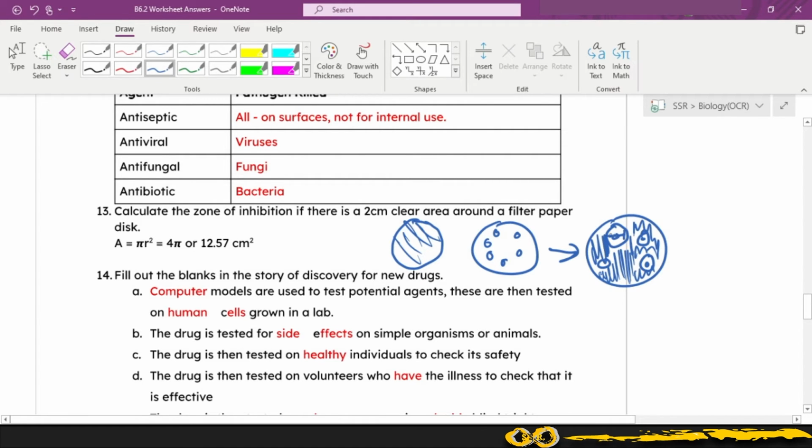We can then go about measuring the diameter of the area, and we do this in two different directions and take an average, and this deals with any irregularities in the shape of the clear zone. There is an error in this answer key here. Because the diameter here is 2 centimeters, the radius is actually in fact 1 centimeter. And so therefore this should be 1 squared times pi, which is 1 pi, or 3.14 centimeters squared.